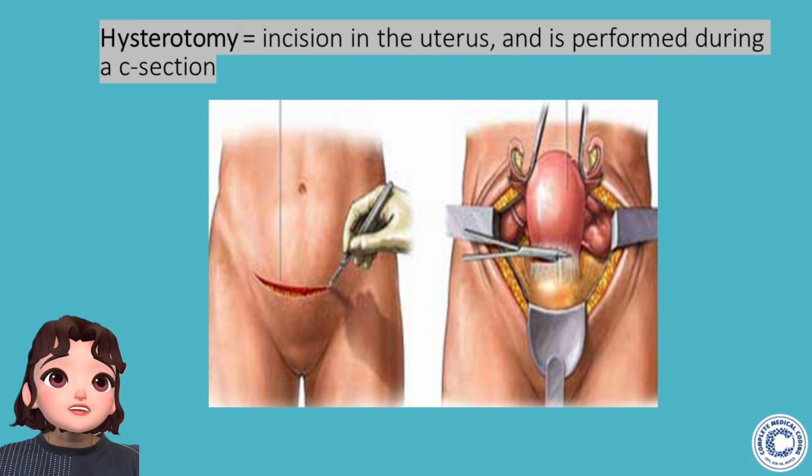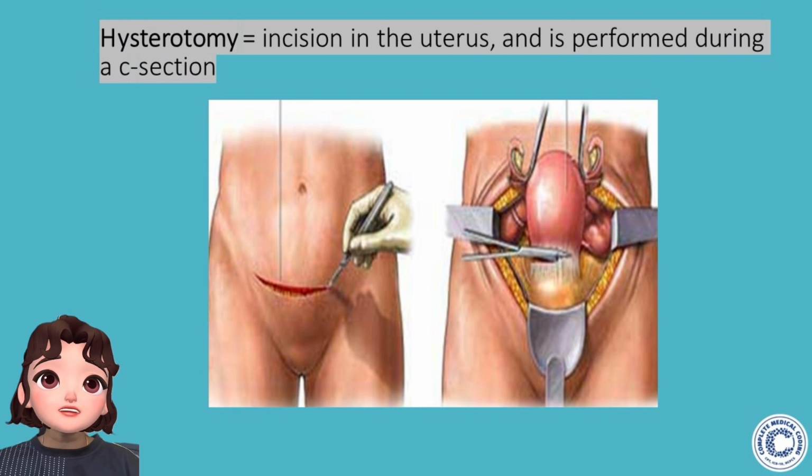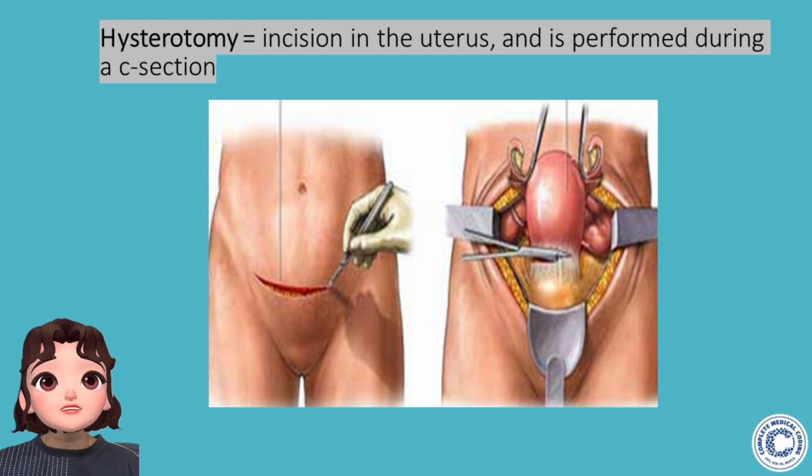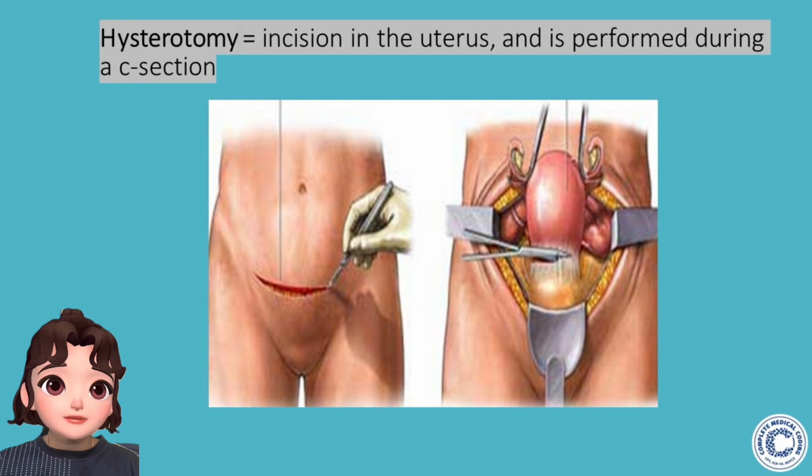Next is hysterotomy. Hysterotomy is an incision in the uterus, and is performed during a C-section. For a C-section, an incision is made in the uterus, and that procedure is called hysterotomy.